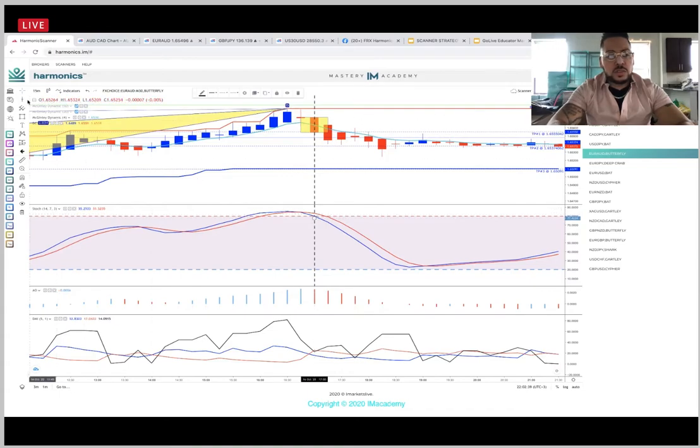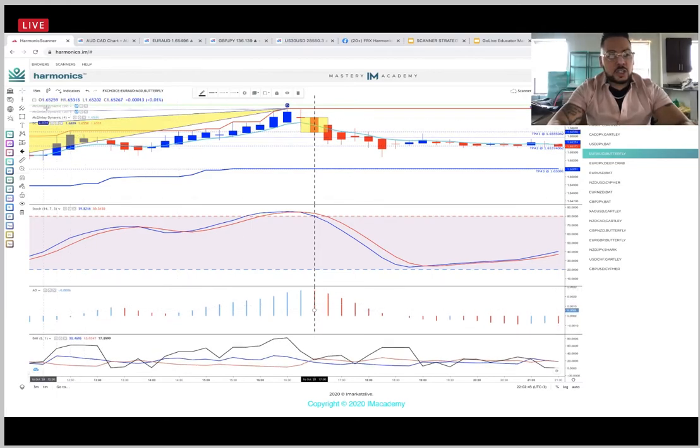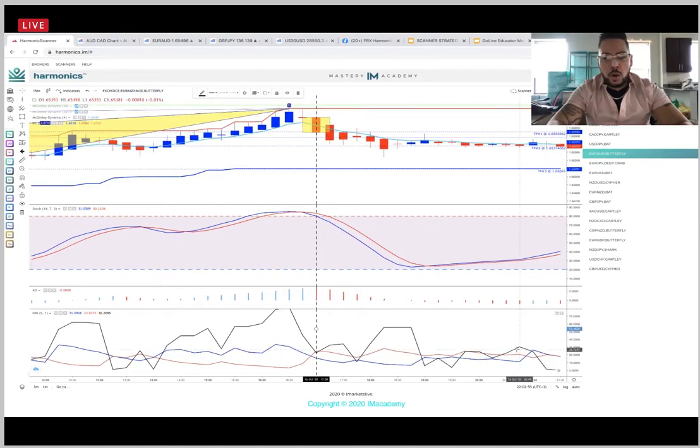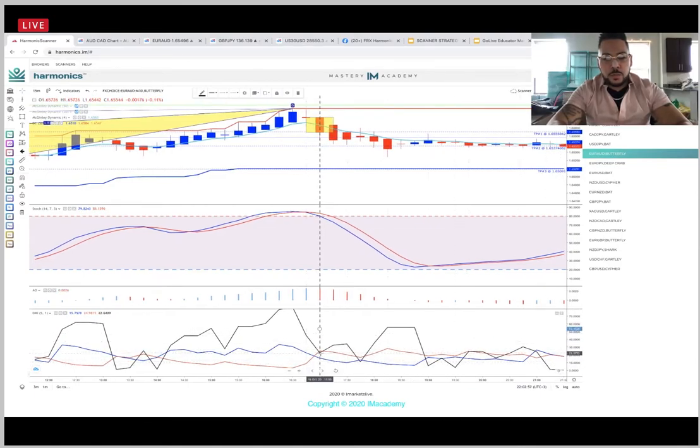Red over the blue, sellers in control, red bar on the awesome, sellers in control, and then now we come right over here to the DMI, and then we look for the red over the blue. But lo and behold, check it out. Lo and behold, what happened over here? Look, red over the blue, but is the black bar above the 40? Let's take a look.